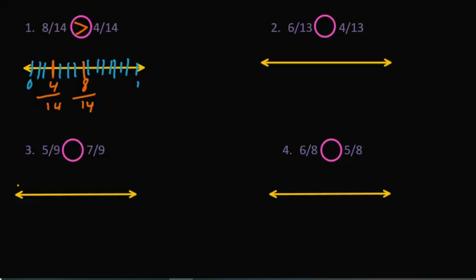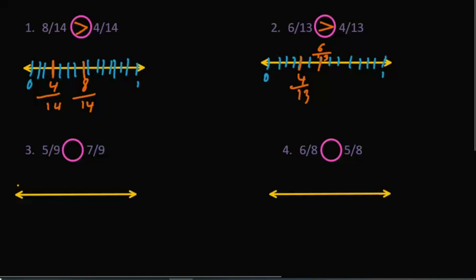6/13 or 4/13. So again, 0, 1. Okay, and then 1, 2, 3, 4, 5, 6, 7, 8, 9, 10, 11, 12. Okay, so let's plot down where 6/13 is. So 1, 2, 3, 4. Oh wow, look, 4/13 is right here. So we don't have to plot down where 6/13 is, because we already know that 6/13 is after 4/13, because till 4/13, we did not get to 6/13, which means 6/13 is more to the right, which also means that 6/13 is greater.